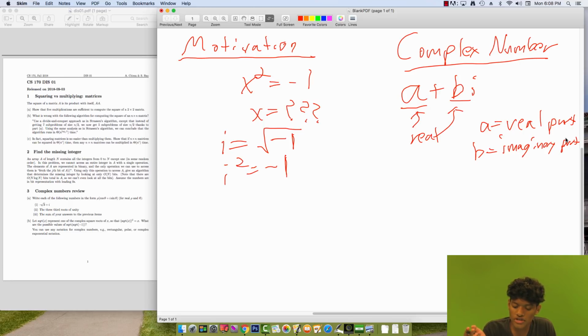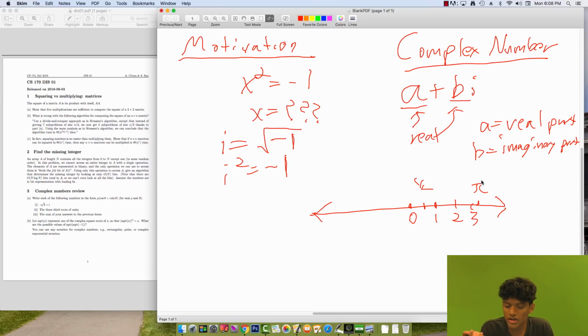So when we try to visualize real numbers, we typically put them on the number line, right? We imagine this line. Maybe we say, look, here's 0, here's 1, here's 2, here's 3. And we can even put other numbers on here, like here's 1/2, here's pi somewhere over here. So when we think of real numbers, we think about them on this number line. But when we think about complex numbers, this idea of a number line no longer makes as much sense.